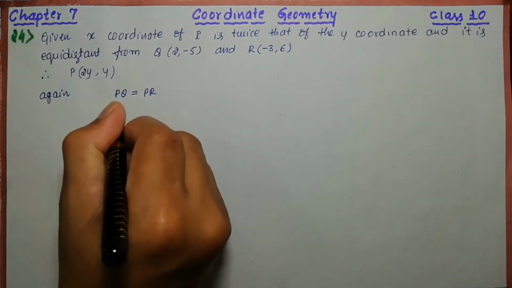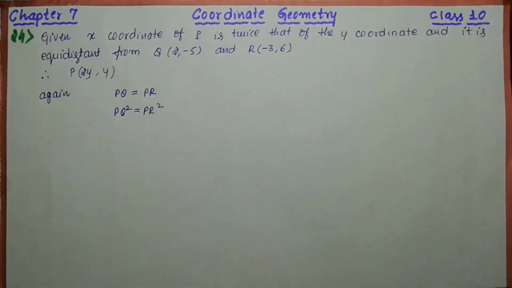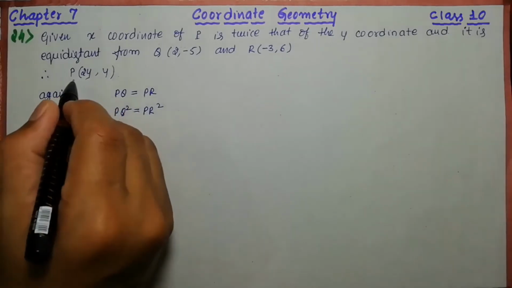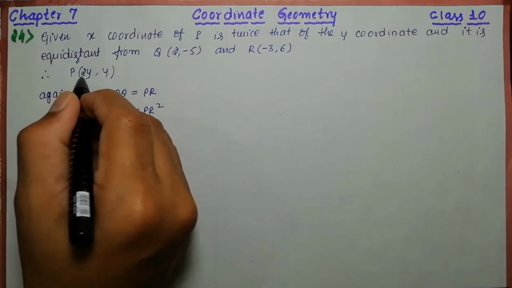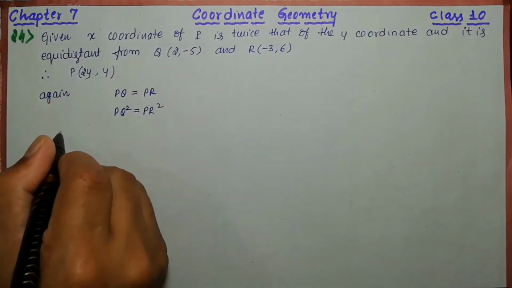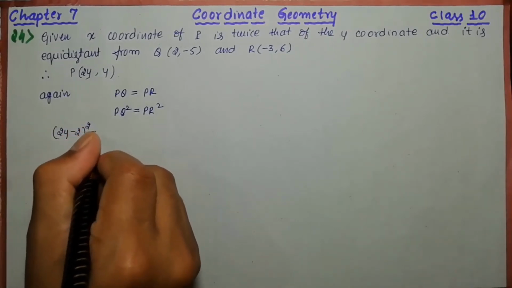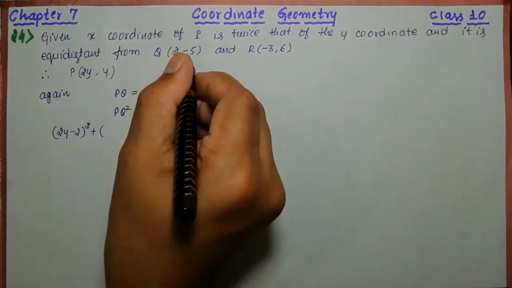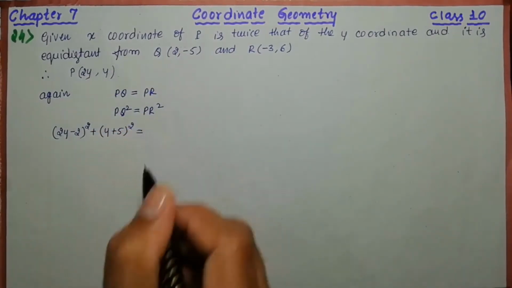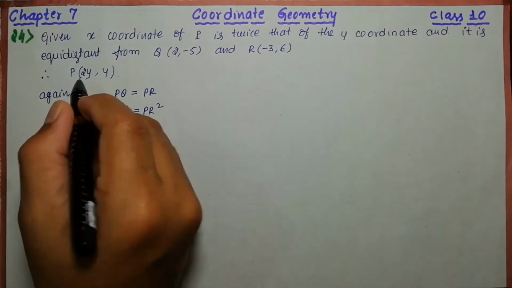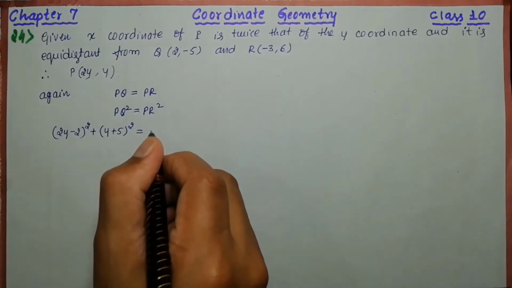Next I'm going to square this: PQ square is equal to PR square. Next, the distance formula, with x1, y1, x2, y2. So what will happen? (2y minus 2) whole square, and then plus y minus of minus 5, it will become (y plus 5) whole square, which is equal to PR square. For PR, again x1, y1, x2, y2.